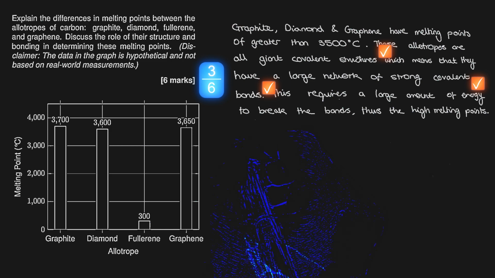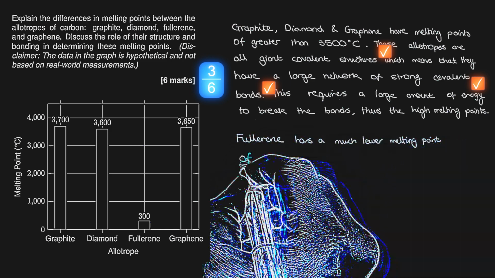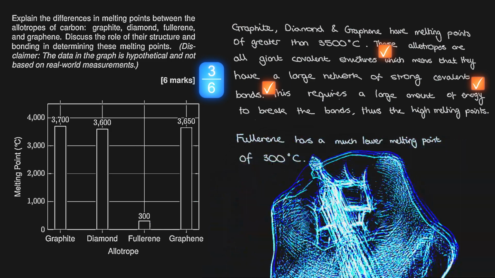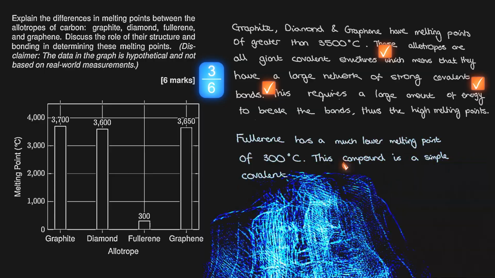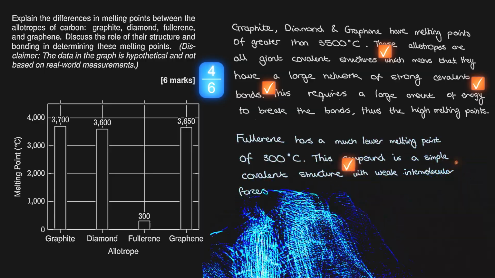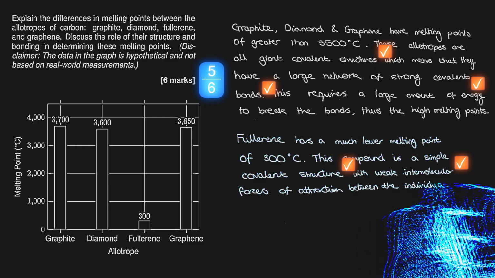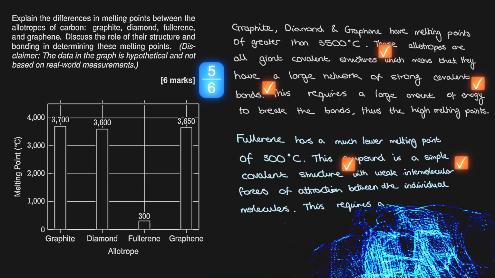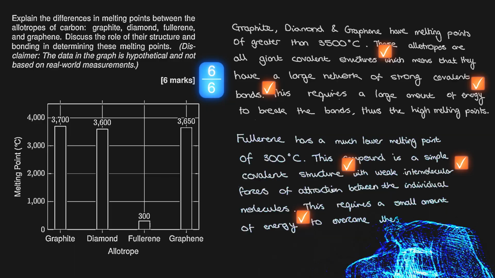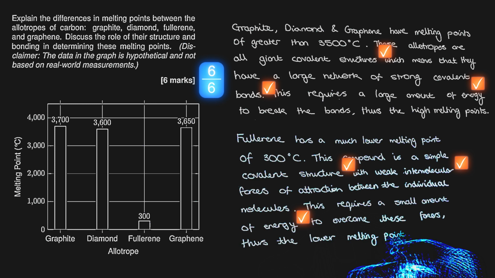On the other hand, fullerene has a much lower melting point of 300 degrees centigrade. So this compound is a simple covalent structure with weak intermolecular forces between the individual fullerene molecules. So this requires a small amount of energy to overcome the forces, so it has a low melting point.